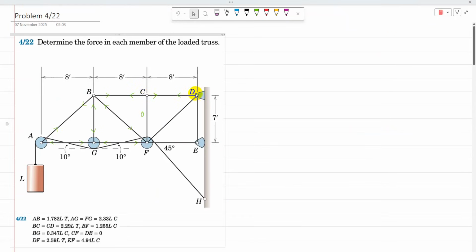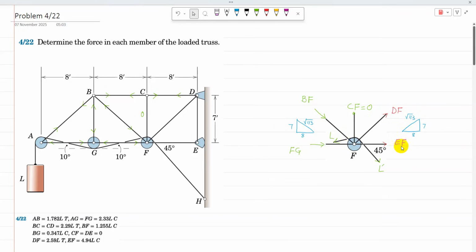The next adjacent joint is D or F. At F, there are two unknown forces, and at D, there are two unknown member forces, and it is a pin support, so there are two unknown reactions. So at D, there are altogether four unknowns. So I'm going to solve joint F now. At joint F, DF and EF are two unknowns, so I have assumed them in tension. Triangle DFE is used to find components of DF, and triangle BFG is used to find components of BF.